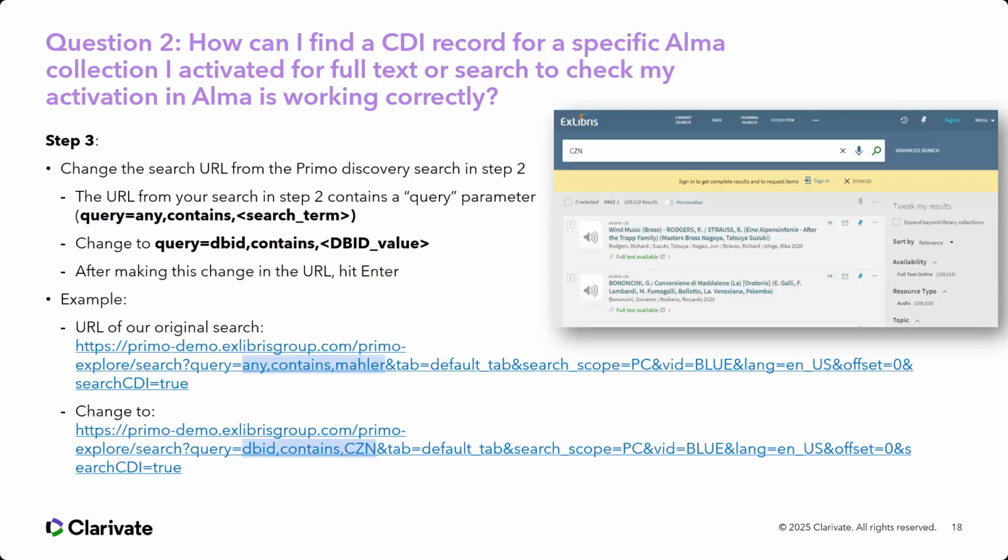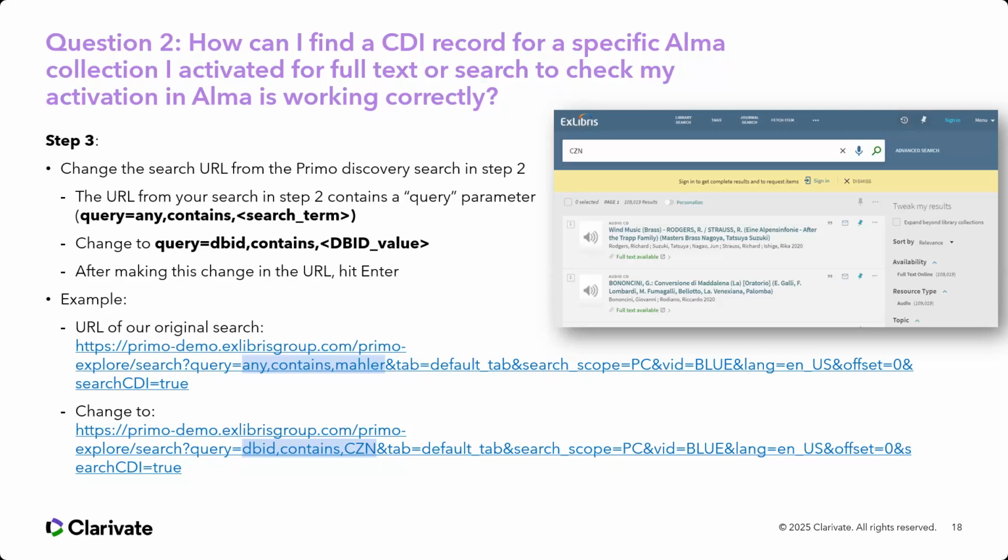So I have a URL. I take it from the location bar at the top of my browser. This is the URL of the original search. A part of the URL contains query equals any comma contains comma and then my search term, in this case Mahler. And so you want to replace this with query equals DBID contains and then the DBID that I took from ALMA. In this case it's Naxos and the DBID is CZN.